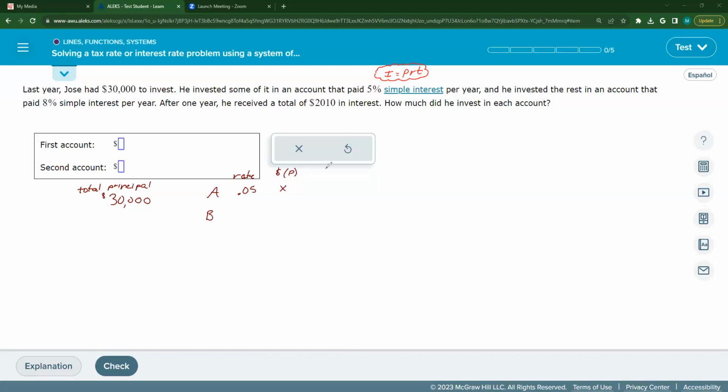Now, and he invested the rest of it, is going to be the 30,000 minus what I had already put in. So this is 30,000 minus X, and this is going to be at 8%. Now, after 1 year, he received a total. So total means A plus B of interest. So total interest equals interest A plus interest B.